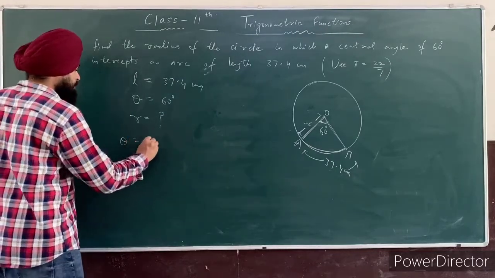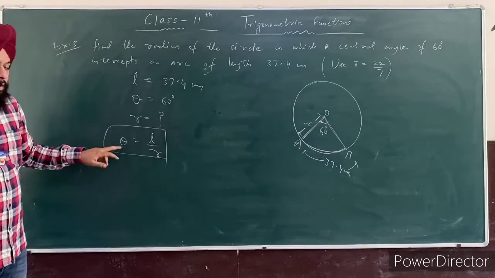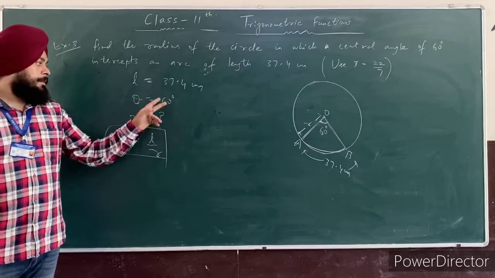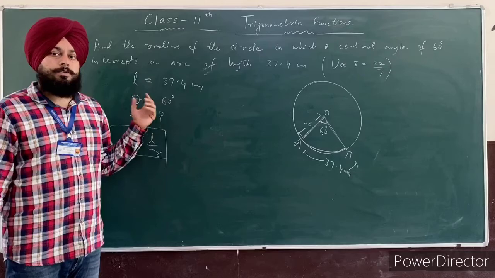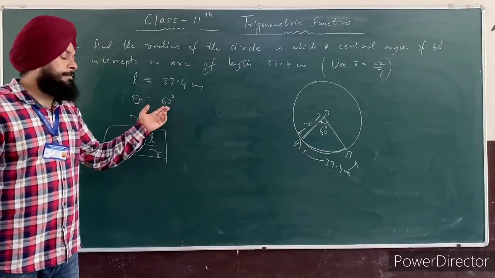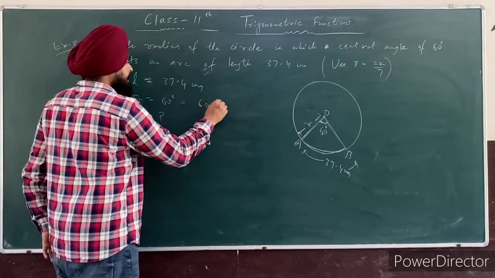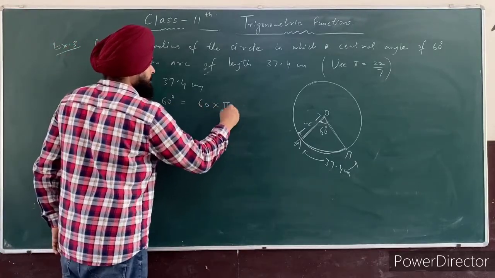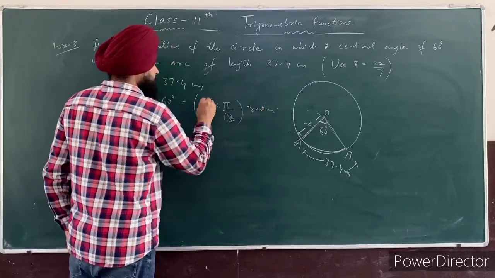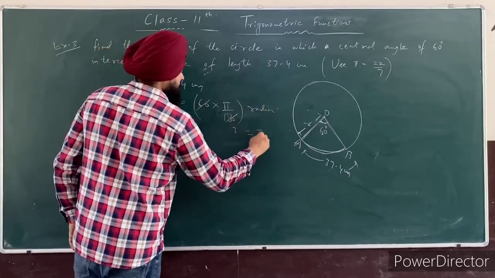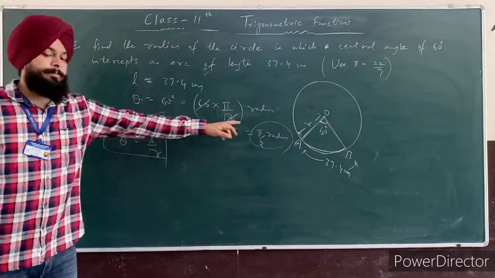Clear, students? So there is a relation between theta, L and R. So theta is equal to L by R. Whenever you apply this formula, you have to convert theta into radian measure. You have to convert this degree into radian measure. So in radian measure we have to convert, multiply by pi by 180 radian. So it cancels, 3. So in radian measure theta is pi by 3.